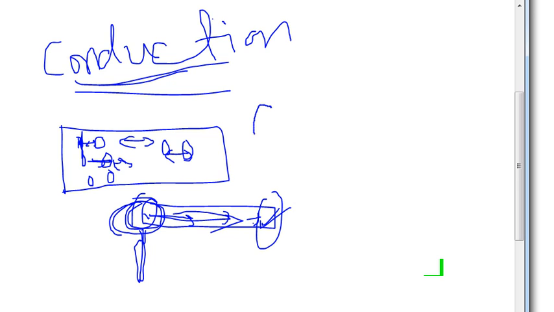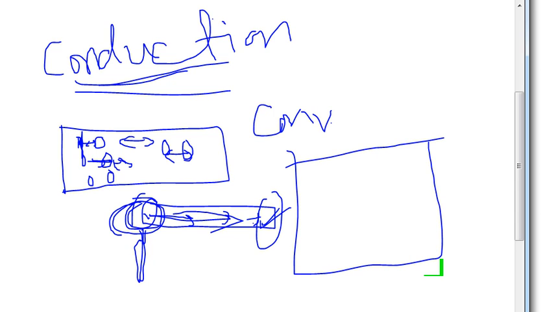Next is convection. What is the convection process? Convection is the heat transfer due to bulk movement of molecules within fluids such as gases and liquids, including molten rock. The convection process means, let us consider this is your pipe.